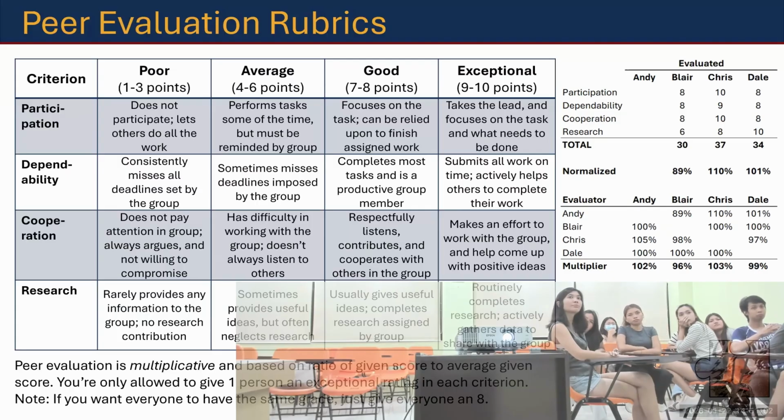So this system is not additive. If you want everyone to get the same score because you think that everyone participated equally, give them an 8. If you give everyone an 8, this becomes 100%, right? So you don't have to maximize this score, you just basically report it honestly. There is no value in trying to maximize, like everyone must have a 10 in each category. Any questions?